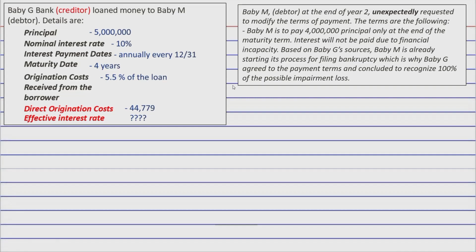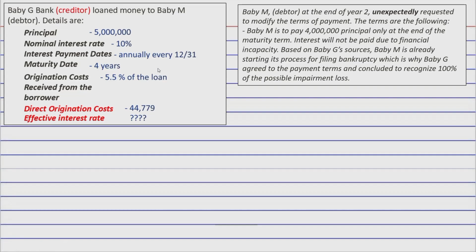So, we ended the last episode with our original loans receivable problem, but we added this information. So, let's go through it again. Okay? Again, you are Baby G, the creditor, who extended a loan to Baby M. So Baby M is to pay a principal of 5 million at the end of the maturity date, which is after 4 years. So Baby M is also to pay 10% interest per year or 500,000. That's again 5 million times 10%. And again, that's every year for the next 4 years. So that's the arrangement or the agreement.